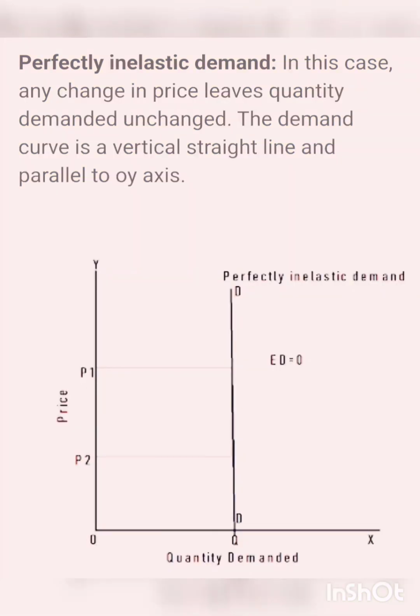Perfectly inelastic demand: if there is no change in quantity demanded in spite of any change in price, it is called perfectly inelastic demand. As you can see, OX axis quantity demanded and OY price are shown. DD is the demand curve, which is a vertical straight line parallel to OY axis. It shows that quantity demanded OQ is not affected with the change in price from P1 to P2.